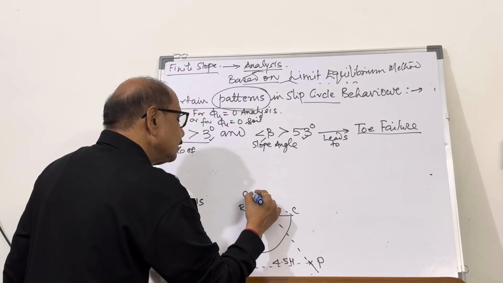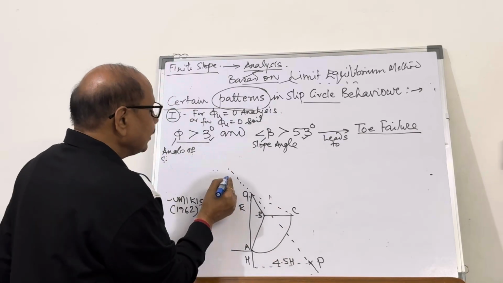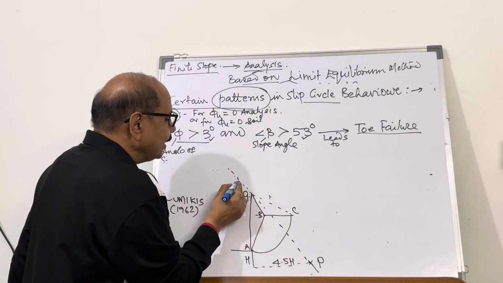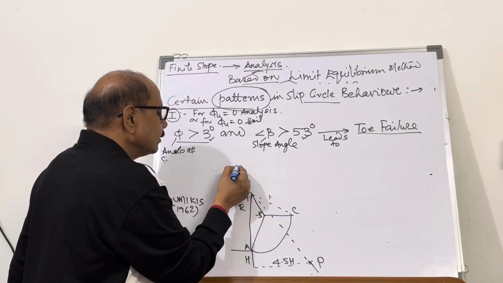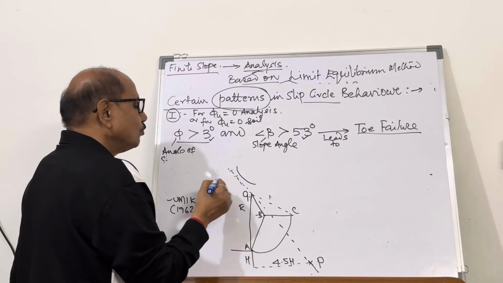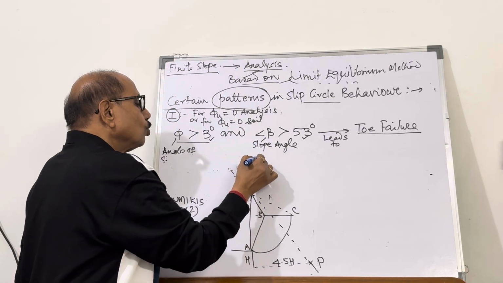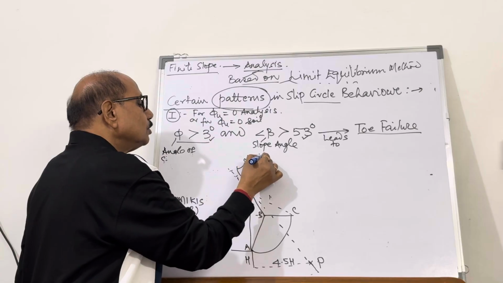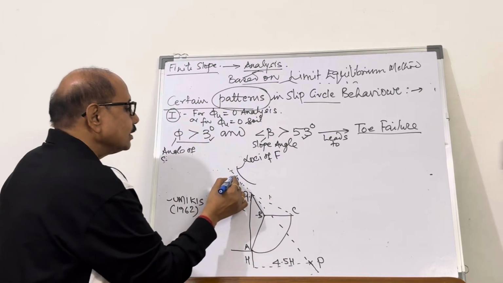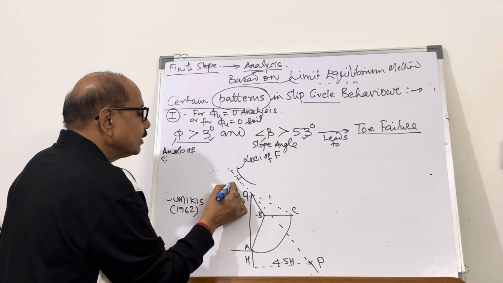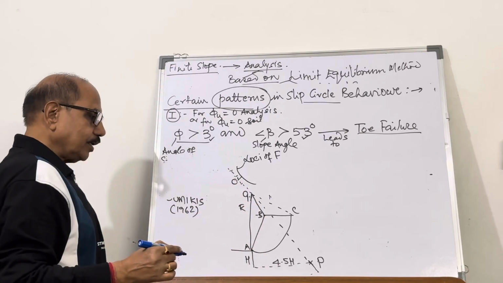Just extend it. Now, taking different points over here, you can find out the factor of safety. So, this becomes the locus of factor of safety, and the minimum factor of safety is going to be the center of rotation.